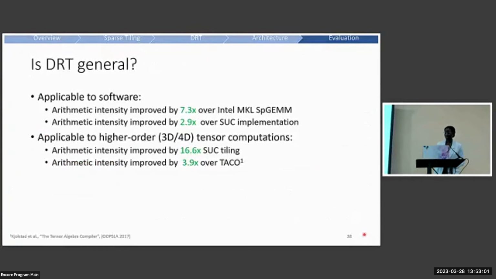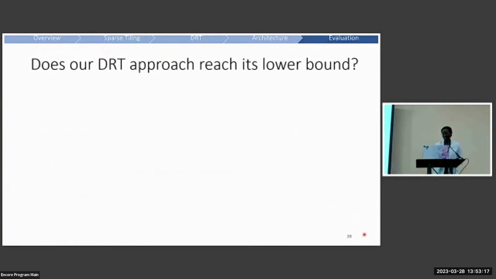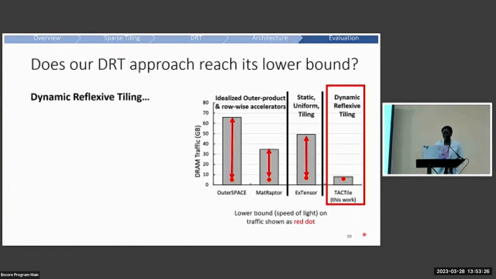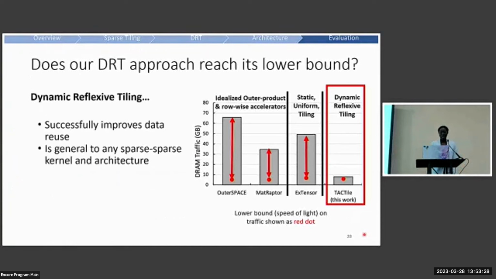And this approach is also applicable to software. We implemented it as a software algorithm where arithmetic intensity improved by about 7x, and for higher order tensors, it improved by 16x and 3x over the tiling and untiled approach, respectively. So if we go back to our original figure that I showed at the beginning, DRT is successfully able to close this DRAM traffic gap in a portable and a general way.